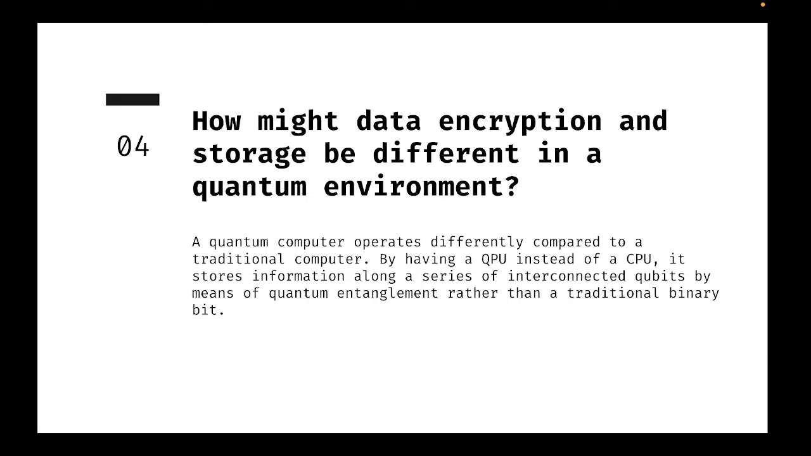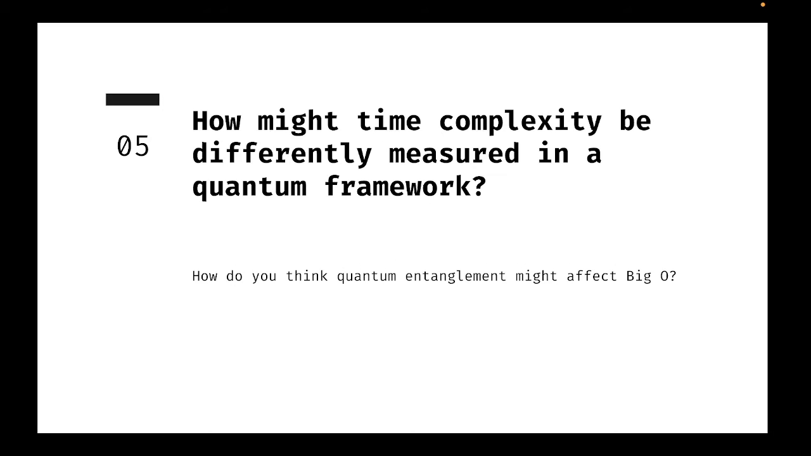So, how might data encryption and storage be different in a quantum environment? Here's some background. I'll just give you the answer here. A quantum computer operates differently compared to a traditional computer. By having a quantum processing unit instead of a CPU, a central processing unit, it stores information along a series of interconnected qubits by means of quantum entanglement rather than a traditional binary bit, which we've seen in the binary numbers video at the beginning of this course.